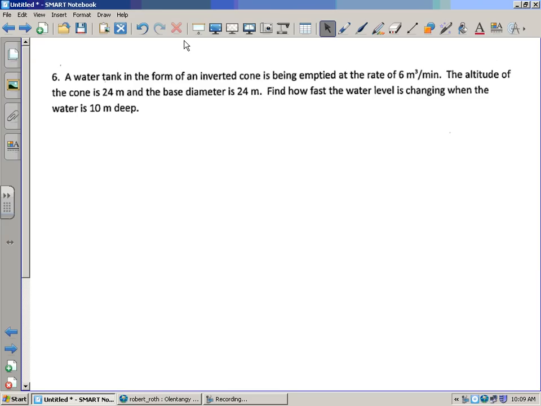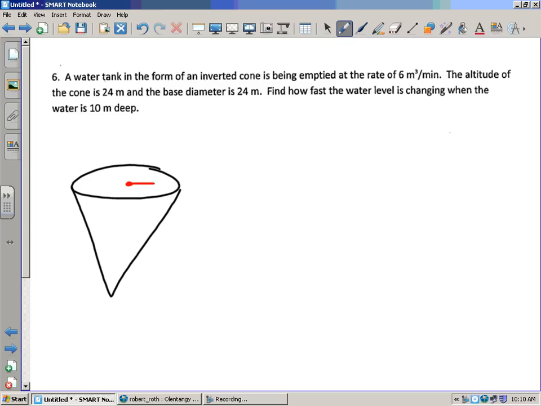In our first related rates example, we're going to look at the rate at which the depth is changing as water drains from a conical tank. With every related rate situation, the first thing I'm going to do is get a sketch of my situation. In this situation, we have a cone. We know the radius of the cone, it's 12. We know the cone has a depth or an altitude of 24.